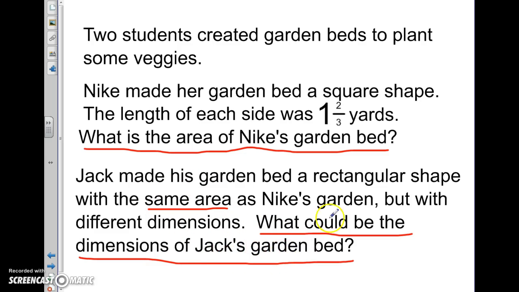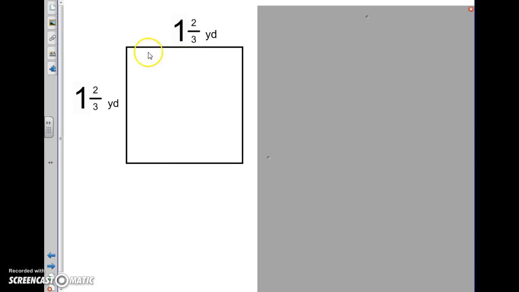garden bed. So in the first part, we're given the dimensions. We need to figure out the area. In the second part, we're given the area because, remember, Jack's is the same area as Nike's, so we'll have his area as well, but then need to figure out the dimensions of his garden. So we start off with Nike's garden because we know what the dimensions of her garden are.